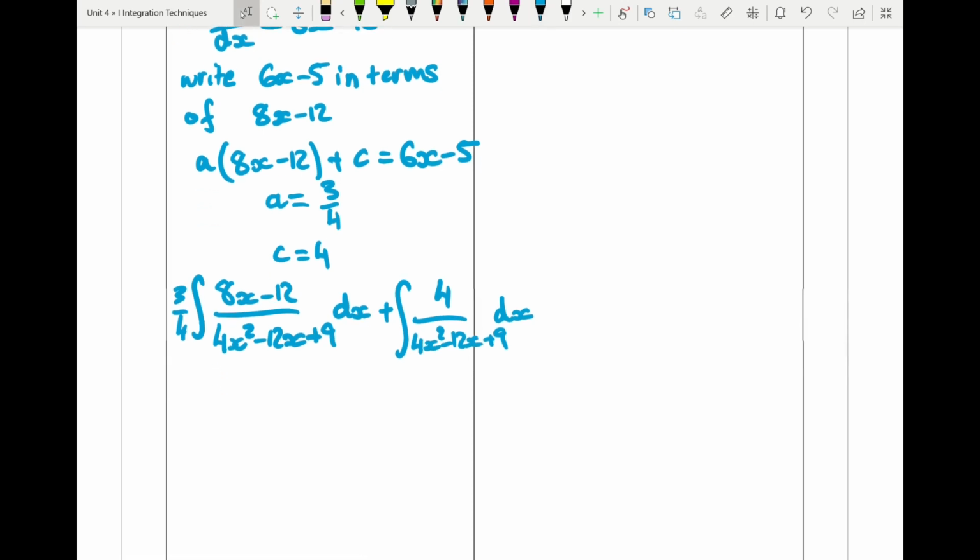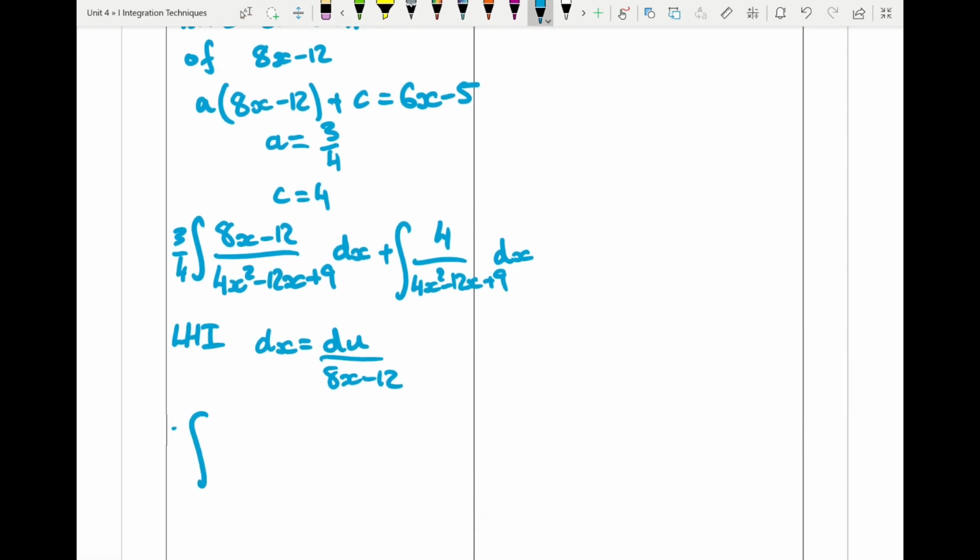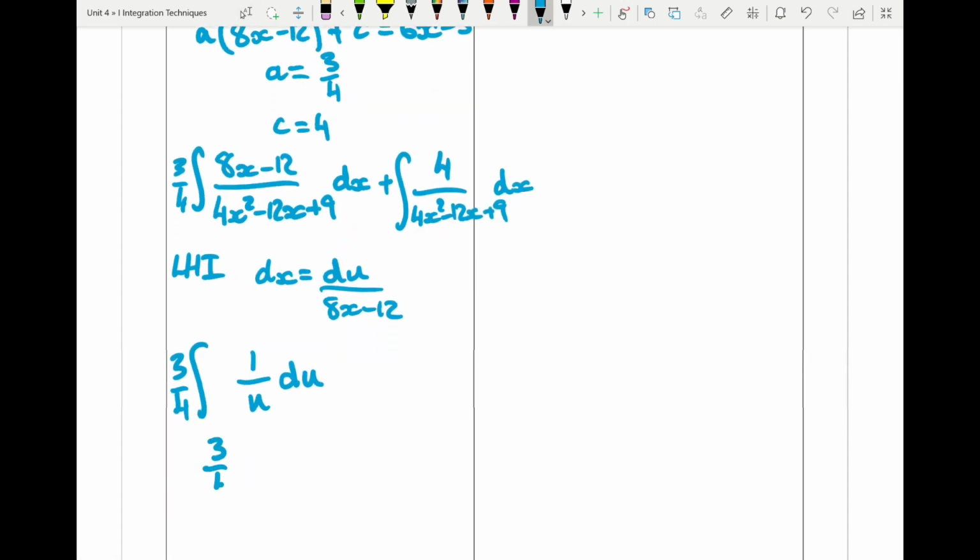So let's actually split this up. The left-hand integral is going to be... well, first of all, we need to know what dx is. So dx is du, scrolling back up here, on 8x take 12. So with our substitution, we're going to get 3/4 of the integral of 1 on u du. So that's just going to give us 3/4 natural log of 4x squared take 12x plus 9 plus c.